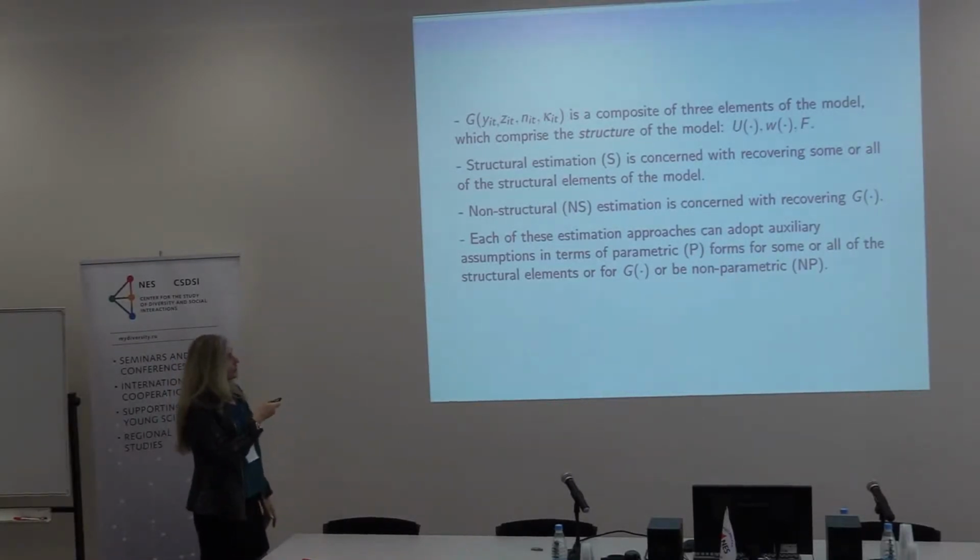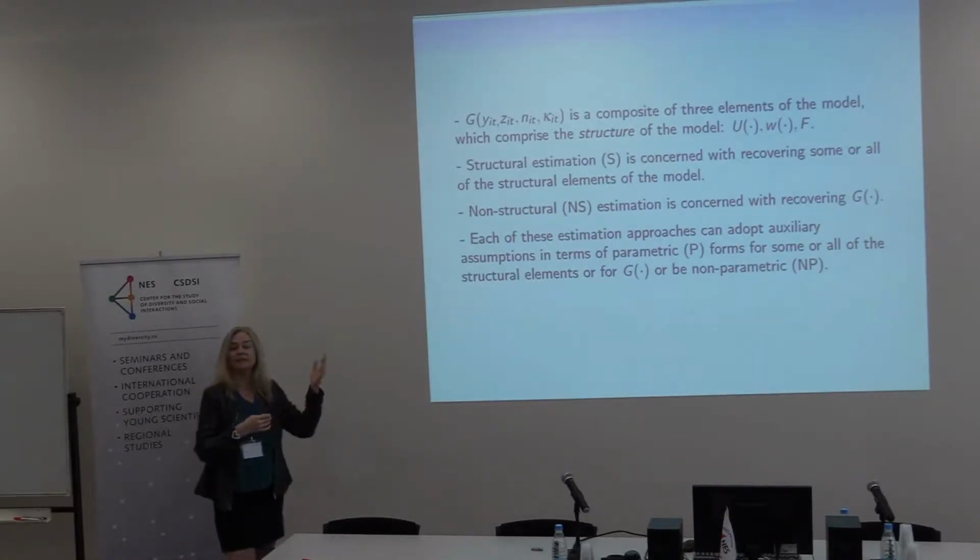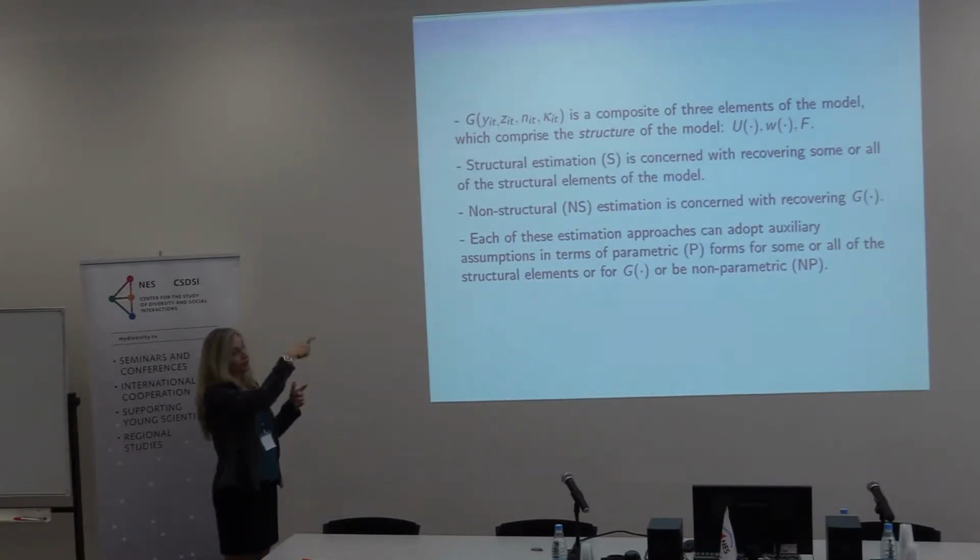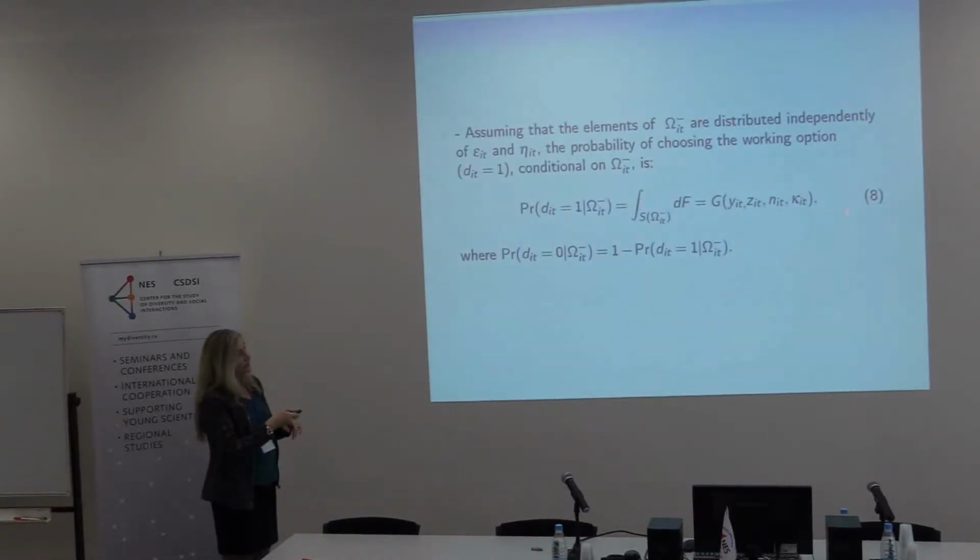In structural estimation, you're usually concerned with recovering what are called the structural elements of the model: the utility function, the wage function, and F, the cumulative density function of the unobservables. Those are all the different elements of the model. The model I had was just maximize utility subject to the constraint. It was a simple model. If I can solve that model and I know the parameters, those are the structural elements, and structural estimation would try to uncover these things. In non-structural estimation, you're usually just uncovering G, which is a function of all those other things. So you're not trying to separate out the different elements.